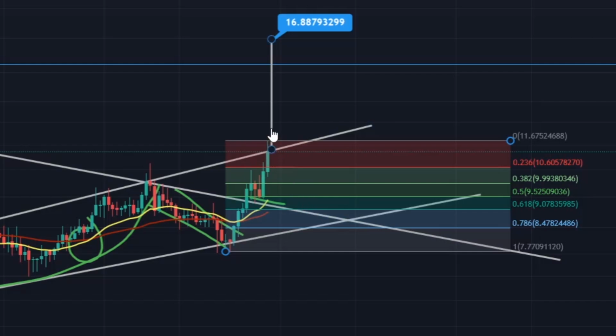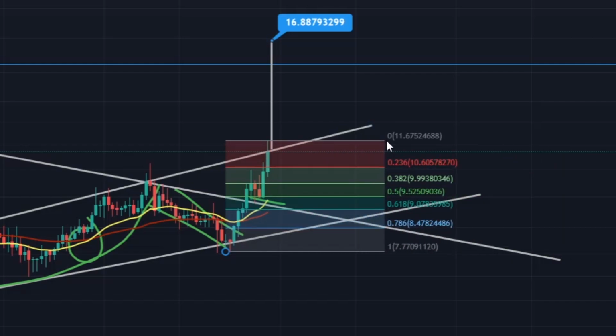So potentially you could target these Fibonacci levels here as support on the way down if we were to correct, and then you'd be looking at another impulsive wave, guys. So you can see the 0.618 here, it's literally sitting on this neckline of this cup and handle. So we may see a correction down to that level there, guys, on that 0.618, which currently sits at $9.07.